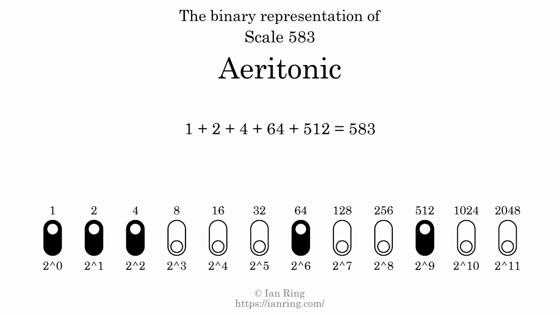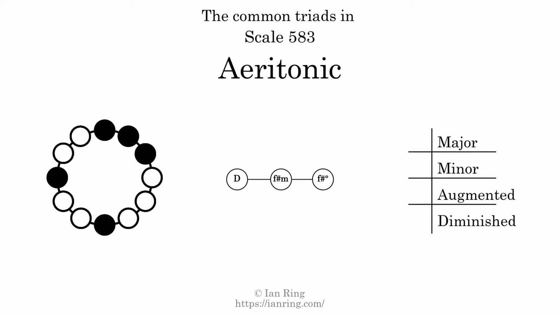The scale number not only enumerates the scale with a unique index, but it also literally describes the tonal content of the scale. Represented as a binary number in base 2, the scale number is 001001000111. Here are the common triads present in this scale.